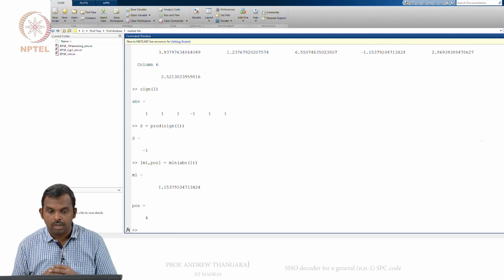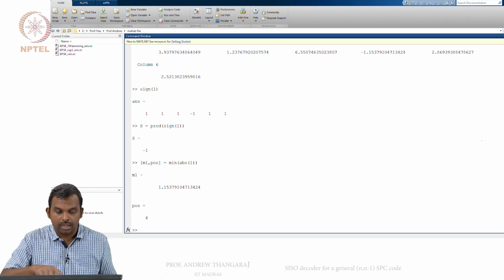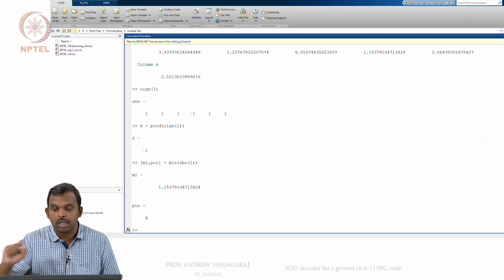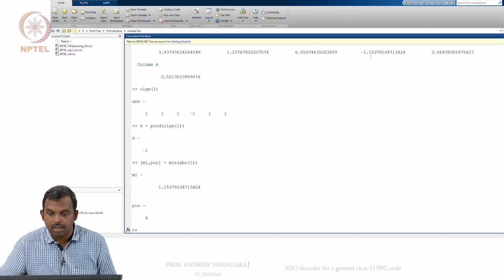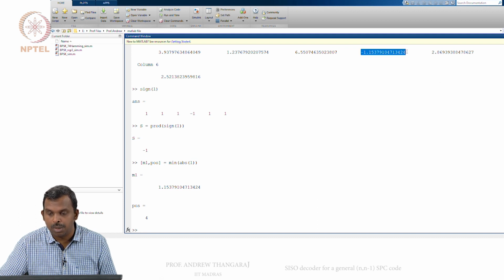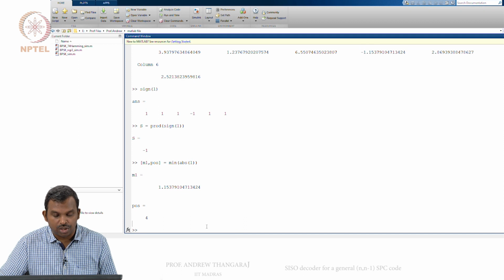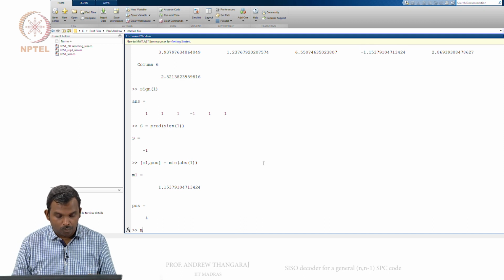So this tells you that the minimum value occurred at the 4th position, 1, 2, 3, 4, and the 4th position is 1.1537. Okay, that's pretty decent. You see that that's the minimum value, and it's the 4th position. Okay, so how do I find m2?